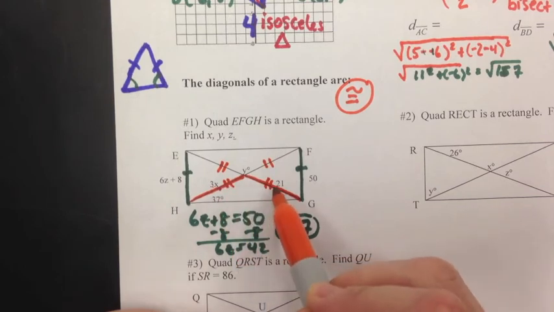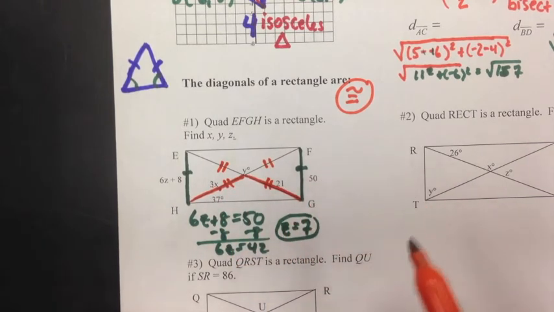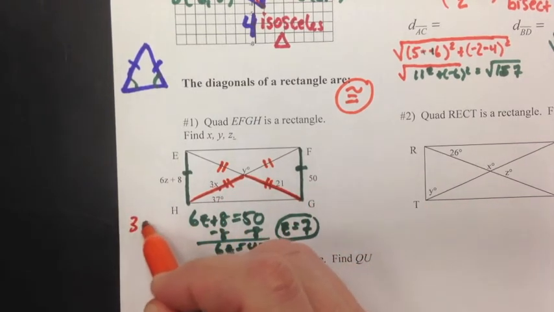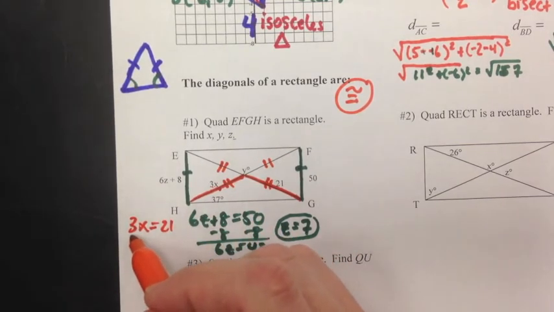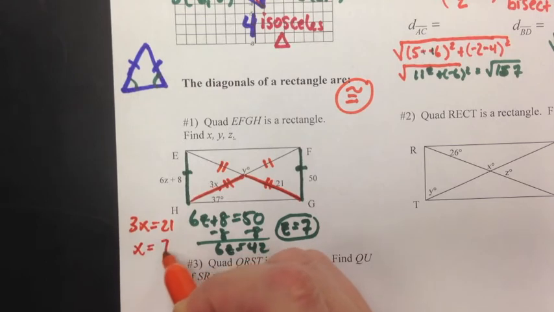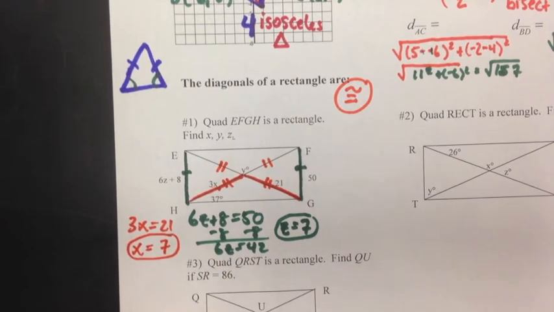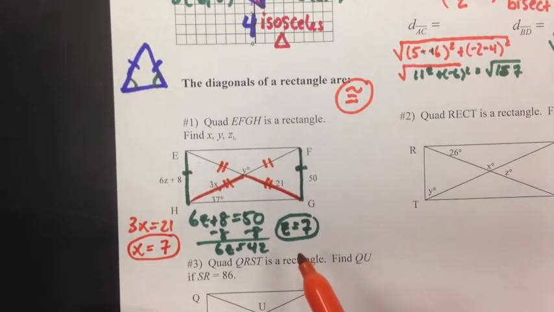So 3x and 21 are equal. So we're going to say 3x equals 21. There's the equation. Let's go ahead and solve it. Divide by 3. X equals 7. So we got z equals 7. We got x equals 7. All right, they're the same.